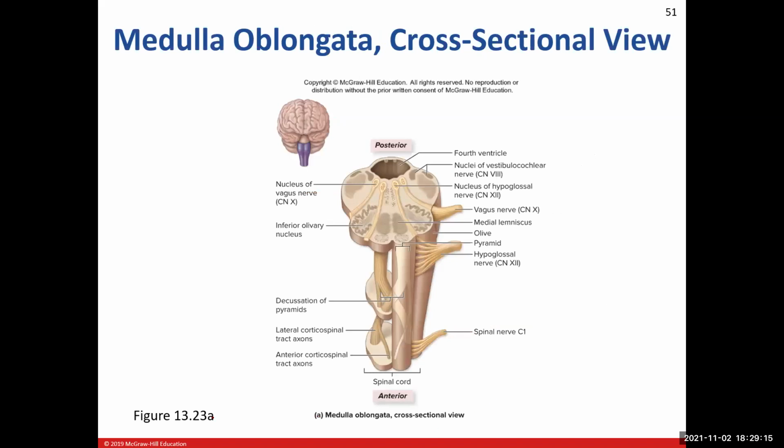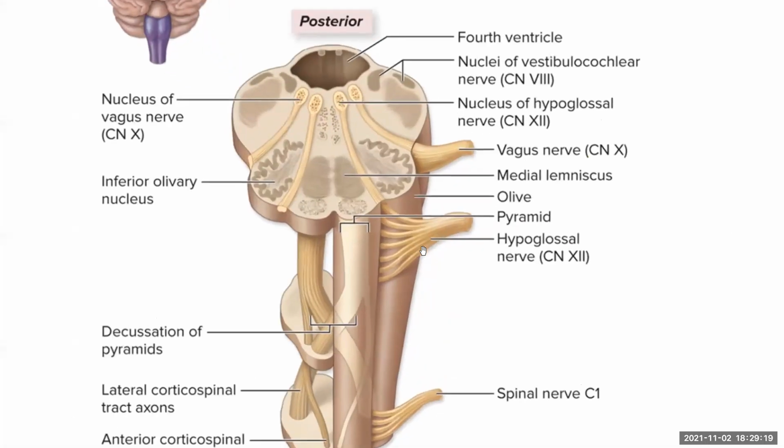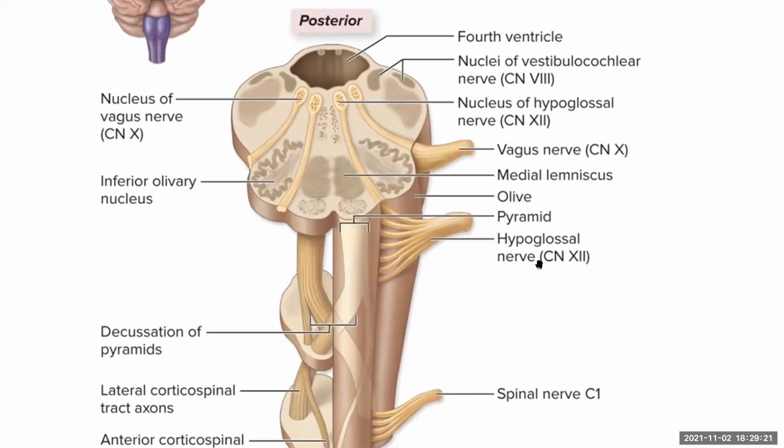So I like this picture because it shows us several different things. And part of me wishes that we almost covered chapter 14 before covering this material, because it'd make a little bit more sense to you. You can see we have several nuclei here for our cranial nerves. Over here in the center, these are the pyramids. Here's one pyramid, here's the other pyramid.